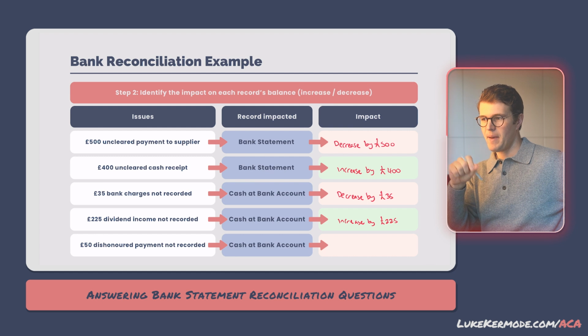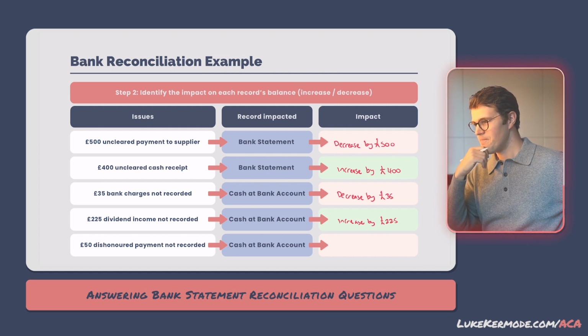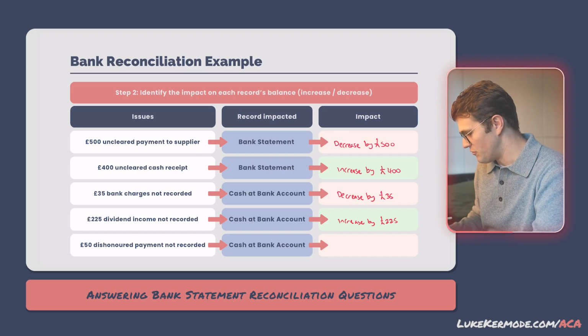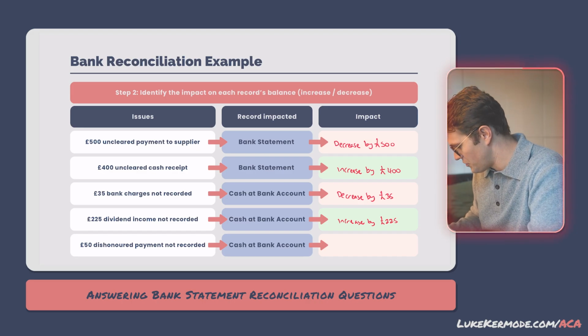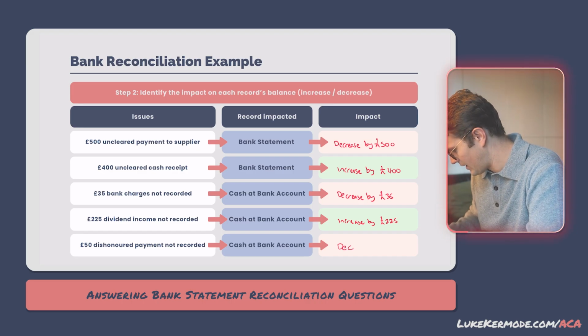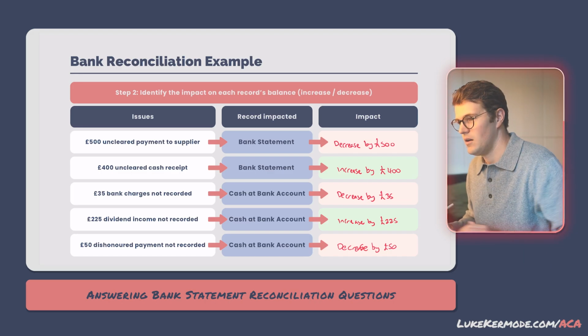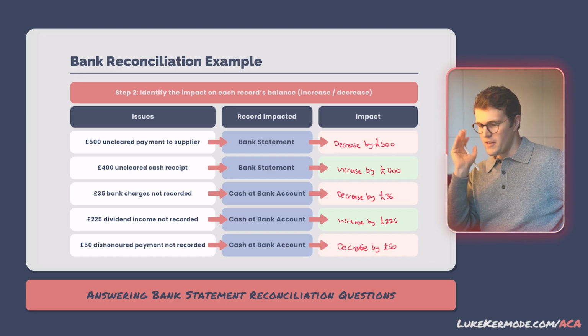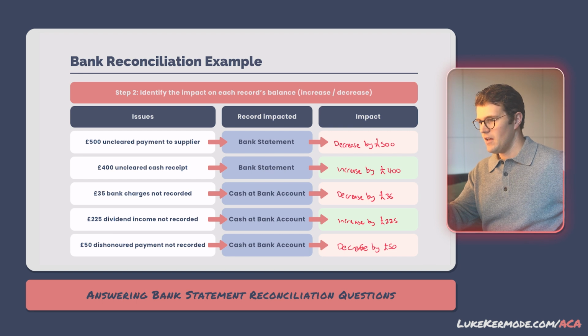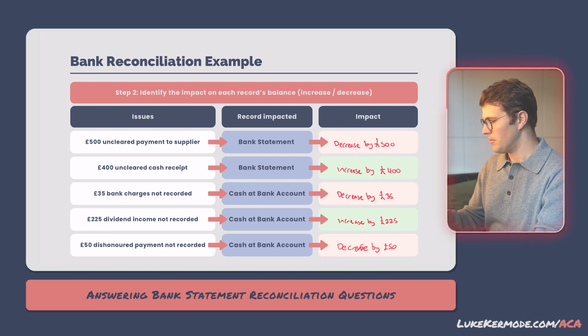And then finally we have the £50 dishonoured customer payment, which had initially been recorded by the accountant as received, but the funds were rejected by the customer's bank. So we need to reverse that amount, and that's going to reduce the cash at bank account balance by £50. So this second step is really important. It allows us to calculate the correct balances and complete our reconciliation accurately in a moment.